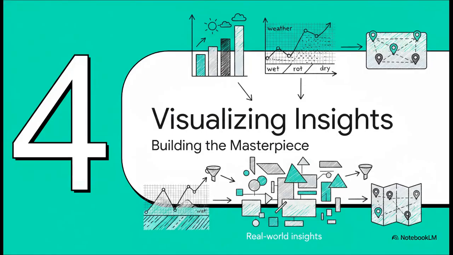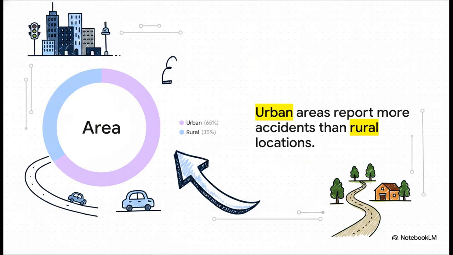Section 4, visualizing the insights. Building the dashboard masterpiece. With our data finally cooked and modeled, we get to build the interactive masterpiece that actually delivers real-world insights. Breaking down casualties by area, we can see that urban locations consistently report a significantly higher proportion of accidents than rural ones. By presenting this cleanly, the Ministry of Transport can instantly see, without a shadow of a doubt, that they need to focus their infrastructure budgets right on city centers.